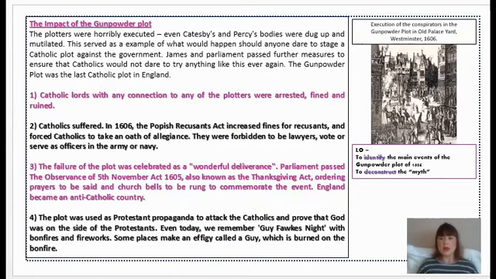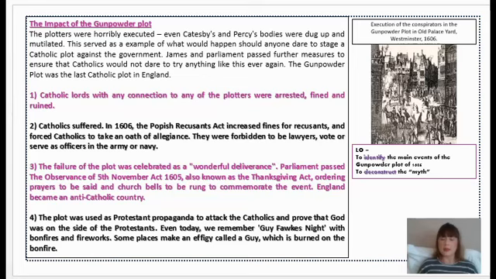So, the impact of the gunpowder plot, what were the consequences of it? What impact did it have on anyone? The plotters were horribly executed. Even Catesby's and Percy's bodies were dug up and mutilated. You can see on this PowerPoint there's an image there, and it says execution of the conspirators in the gunpowder plot, Old Palace Yard, Westminster, 1606. So some people were executed then.